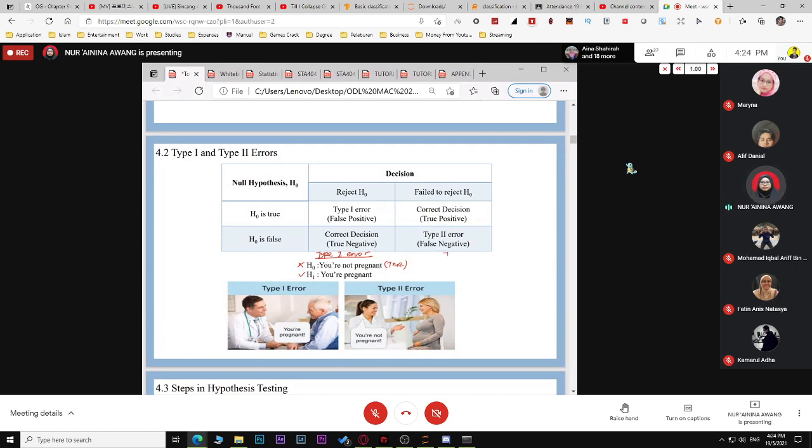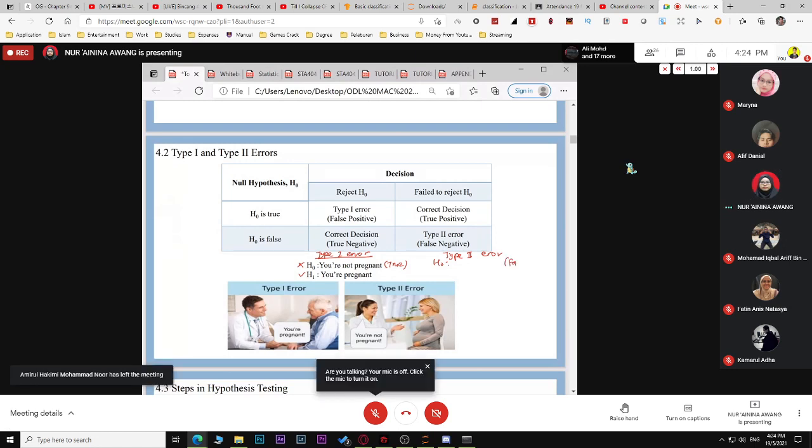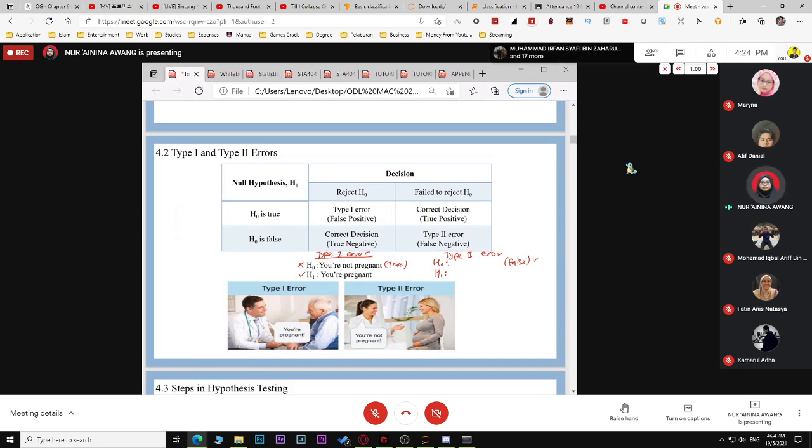Okay, so for type 2 error, so for H null, if you look at the second picture, we know that H null is false, since the statement for H null is you are not pregnant, and we know that this woman is pregnant. So we know that this is false. But when we test, we fail to reject our H null. So we say this statement is true, you are not pregnant. So a type 2 error occurs.